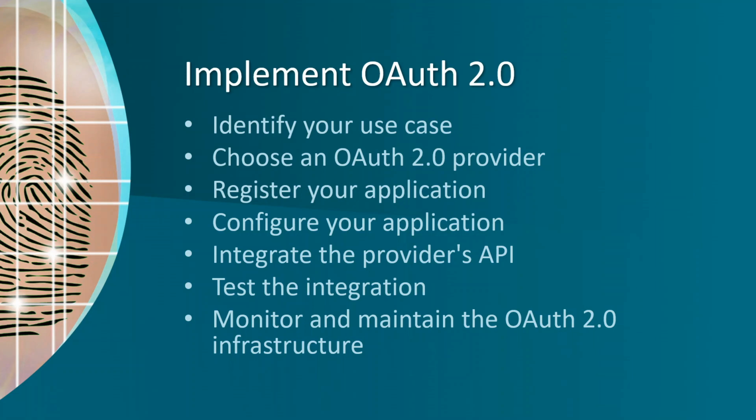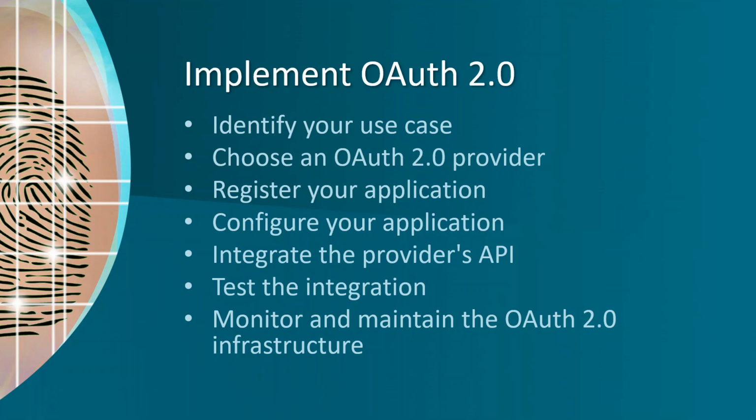Configure your application to make OAuth 2.0 requests to the provider's authorization server. This involves implementing the authorization code flow or another flow supported by the provider. Integrate the provider's API with your application, allowing it to access protected resources or services. Test the OAuth 2.0 integration to ensure that it is working as expected.